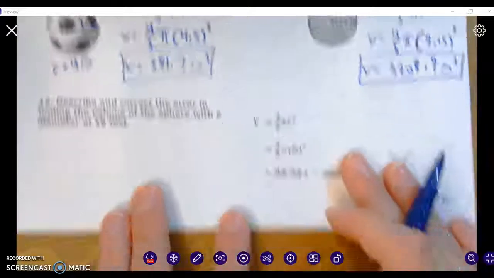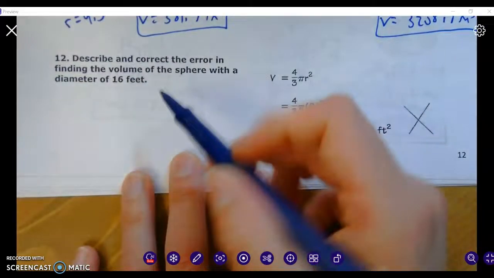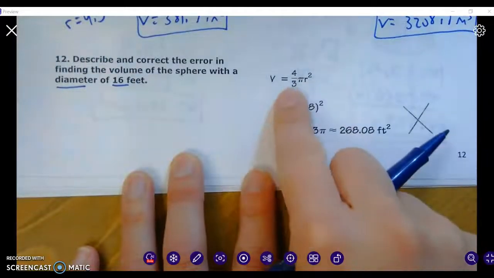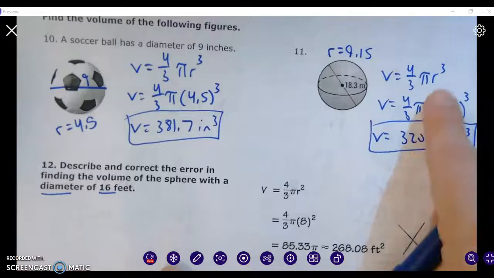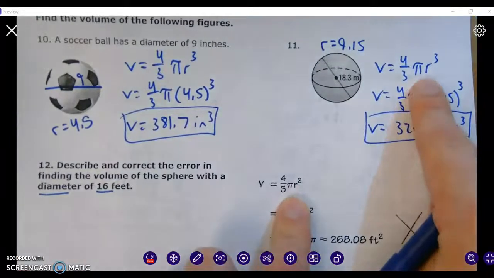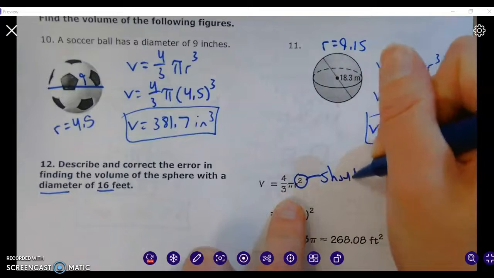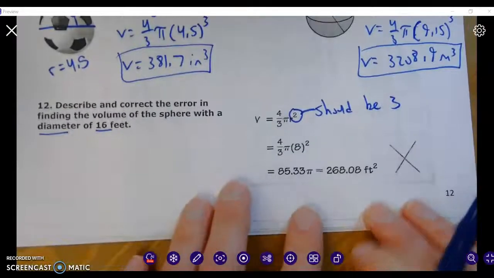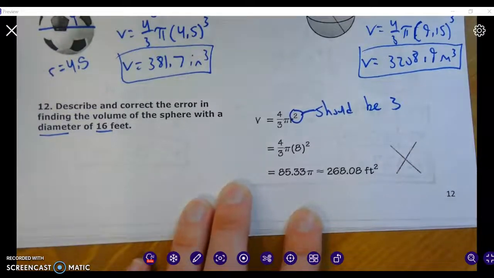Okay, then we have one more question. Describe and correct the error in finding the volume of a sphere with a diameter of 16 feet. So we got 4/3 pi r squared. All right, so if we compare that to our formula from up here, there's one little thing that's wrong. So this should be a 3, not a 2. So that kind of messed up the rest of their problem, but that is what you would do to fix that. Okay, so that is section 11.5.